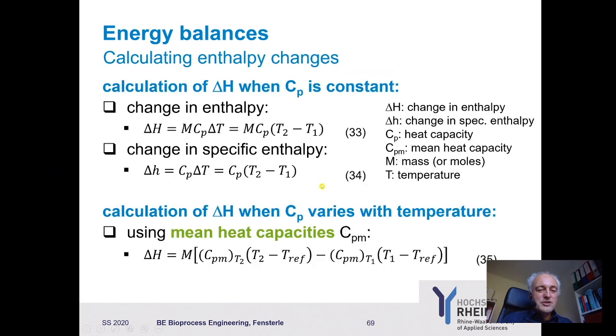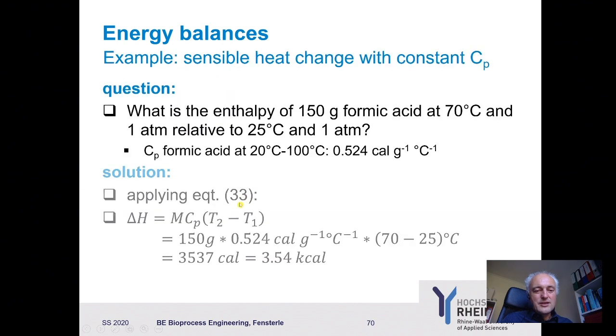And we apply this equation 33. Here we are. So this is this one, and simply put in the value. So delta H is mass times the heat capacity times the difference of the temperature, and we just put in the values. It's 150 grams. We put in 0.524 calories per gram per degree Celsius, and we put in the temperature difference. It's 70 degrees minus 25 degrees Celsius, and we end up with 3,500 calories, which is 3.5 kilocalories.